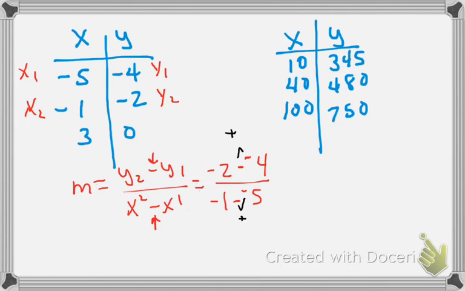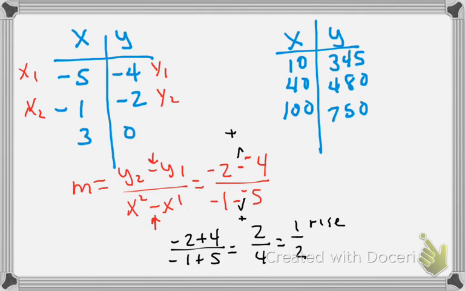So here's what I have now. Negative 2 plus 4 and negative 1 plus 5. And when I do this, I should get 2 over 4. Now I have to simplify this, so I just divide both of them by 2 and my answer is 1/2. So what this means is that I rise 1 and I run 2. That means I'll go up 1 unit and then over 2 units. And that's how it works.